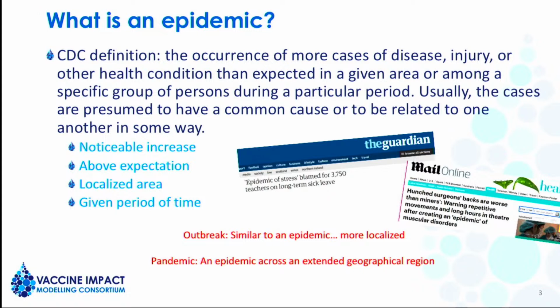And so the key things about this are we're thinking about a noticeable increase, we're thinking about above expectation, we're thinking about a specific sort of geography or area, and then a given period of time. So outbreaks might be similar to this, they might be more localized. Pandemics, we've got a much more extended geographical range. So it's just some of those definitions.